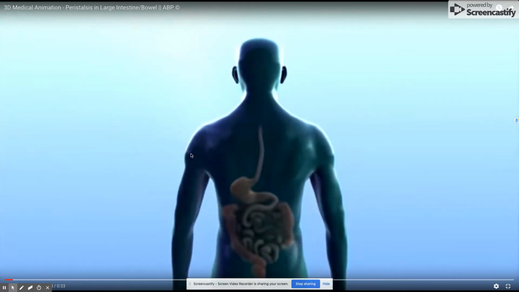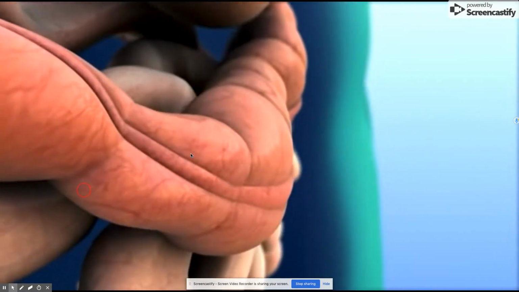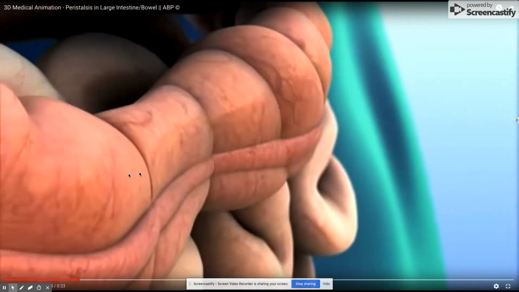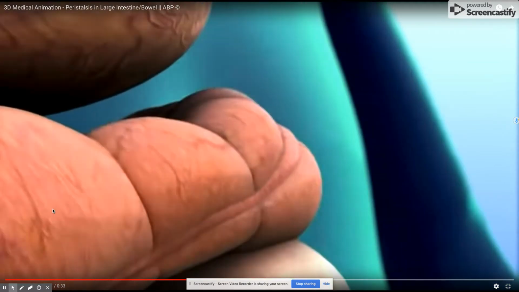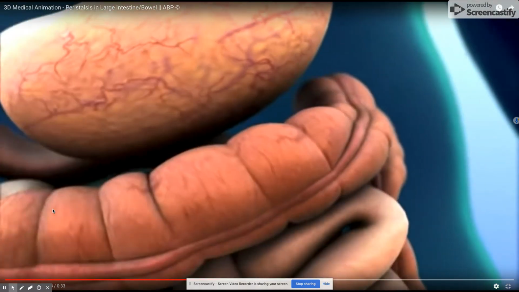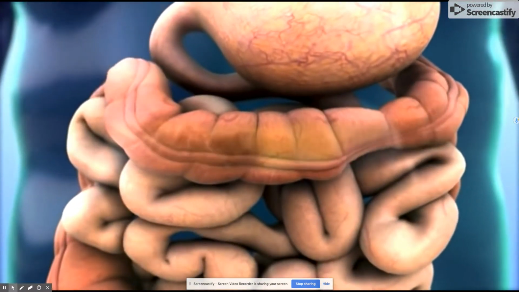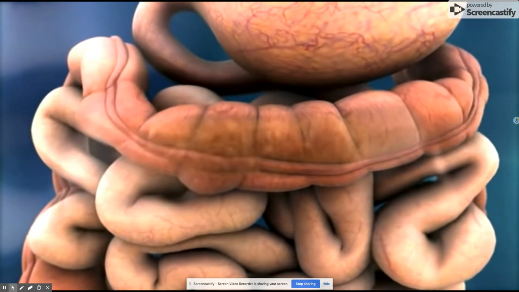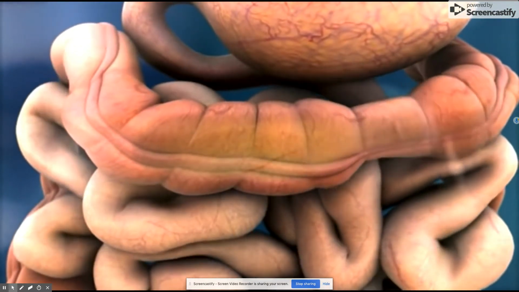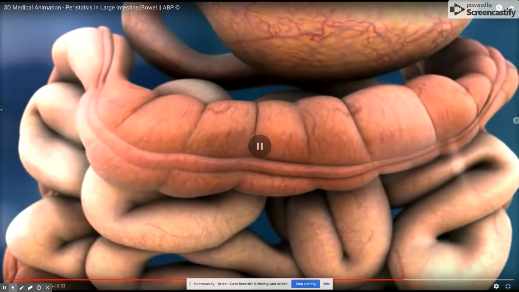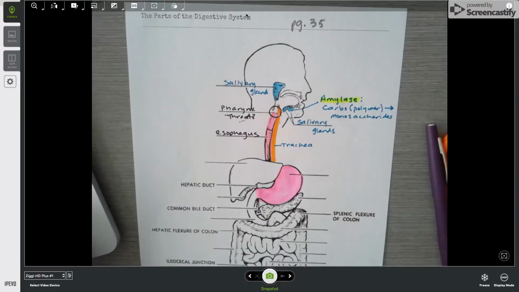Okay, there's no sound, but peristalsis is just this wave-like motion that's pushing food side to side as we see here, as well as down. And here is a large scale of just the rhythmic contractions of your entire digestive system happening all at the same time. All right, now back to our notes.